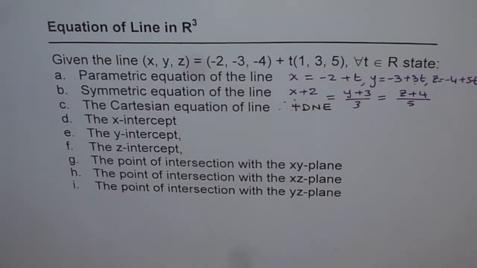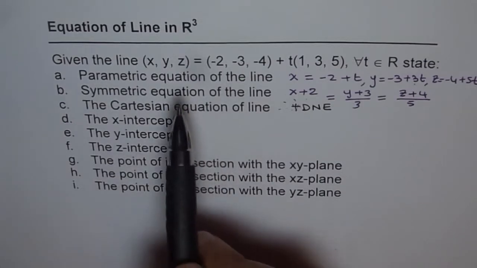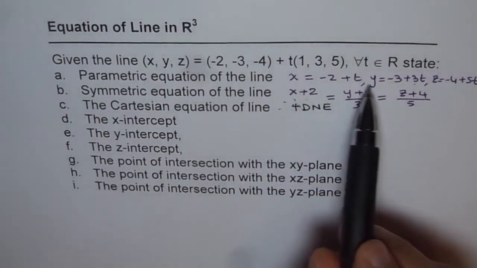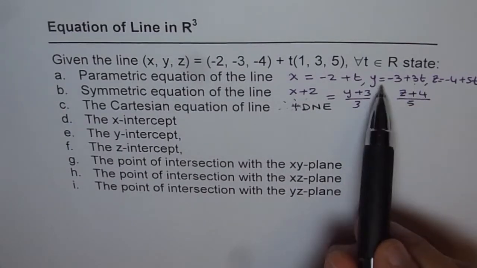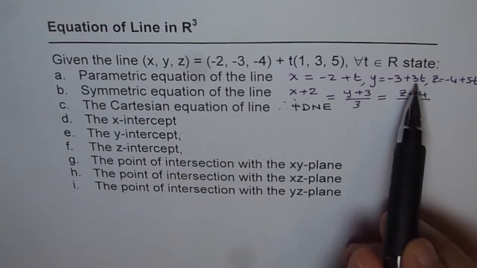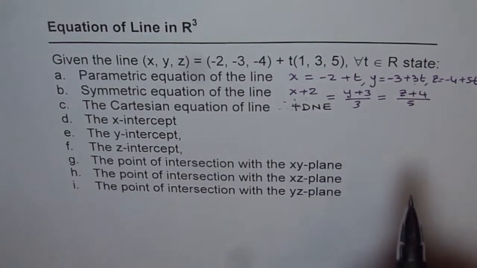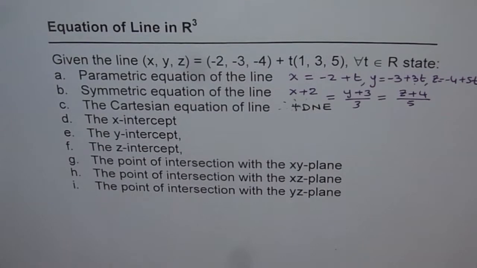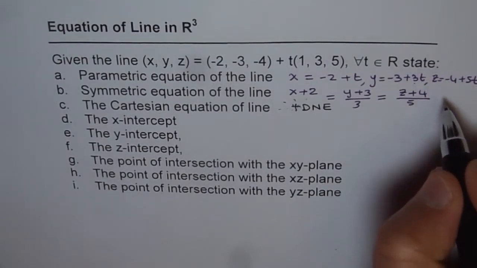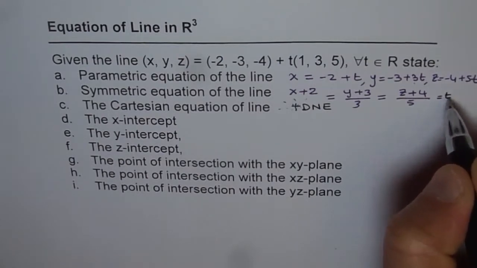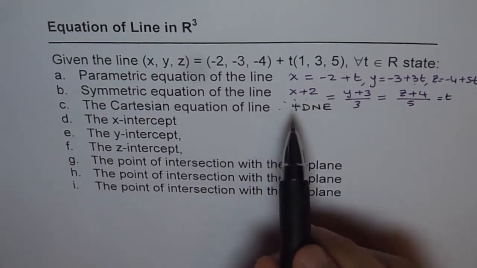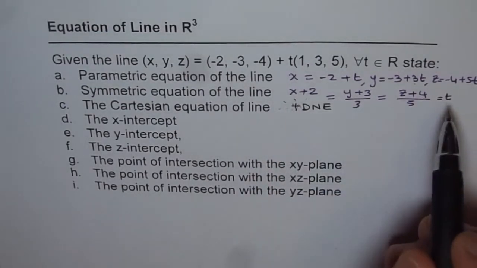X, Y, and Z intercepts. Now to find x-intercept, y-intercept, or z-intercept, you need to find the values. You can start from this equation. You can substitute y and z equals to 0 and find the value of t. Let me write this equation equals to t, for example, to find the x-intercept and y and z-intercept, right?